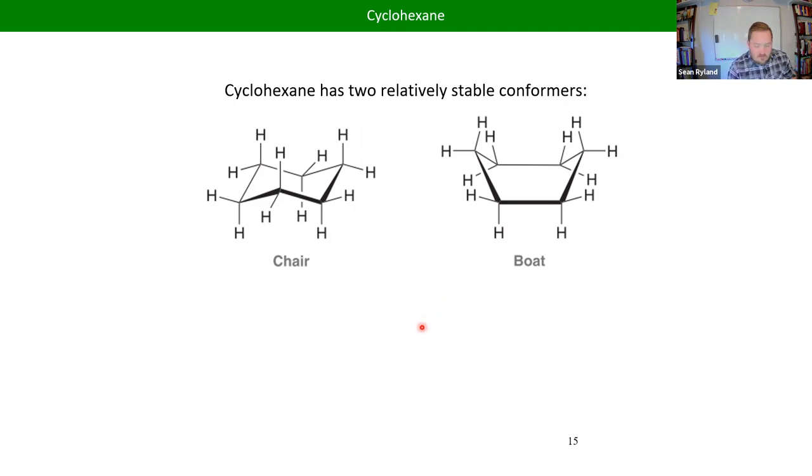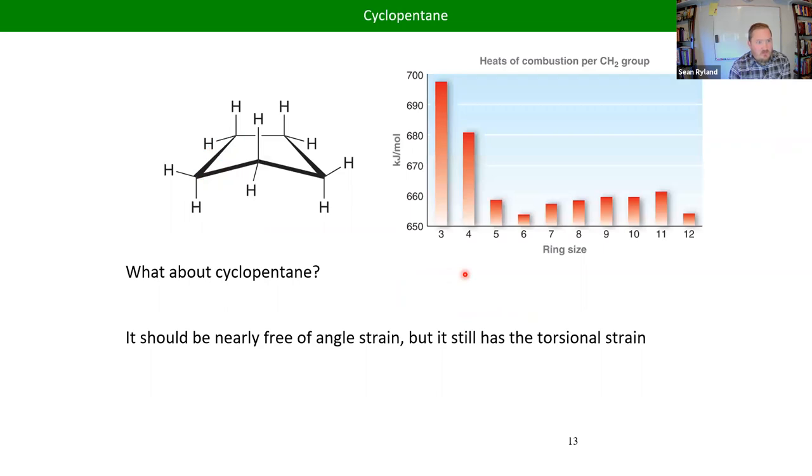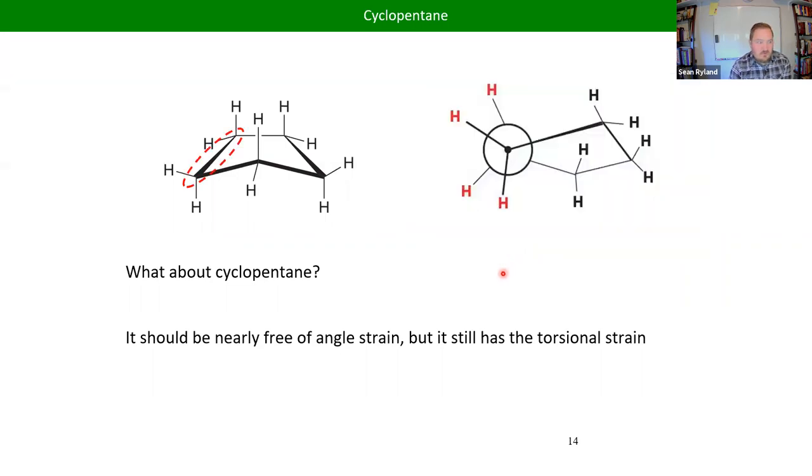All right, let's go ahead and bring it back here to talk about cyclohexane. I guess this energy of heat of combustion per CH2 group does do a decent job of explaining why we spend so much time on cyclohexane. It is the most stable of any of the cycloalkanes. And looking at exactly why that is brings up a lot of these points that we've been talking about.